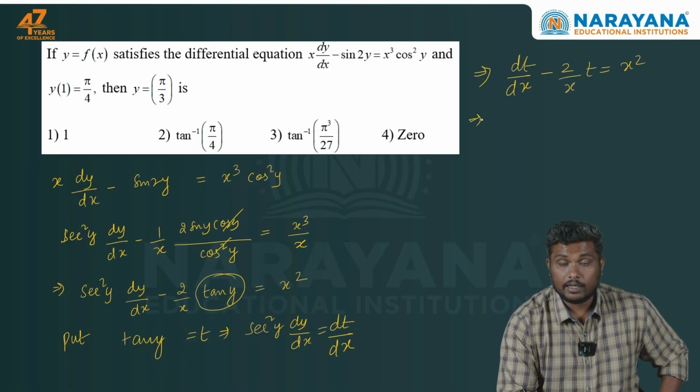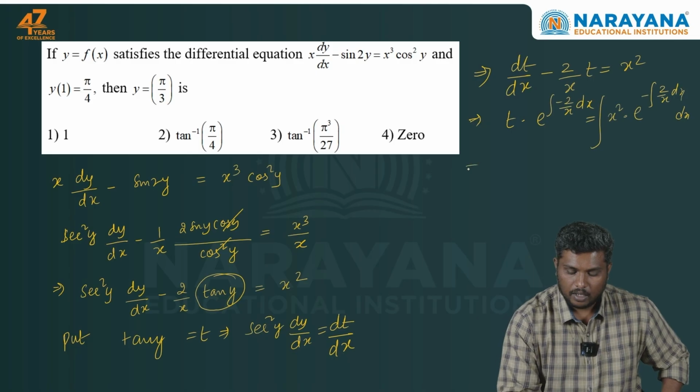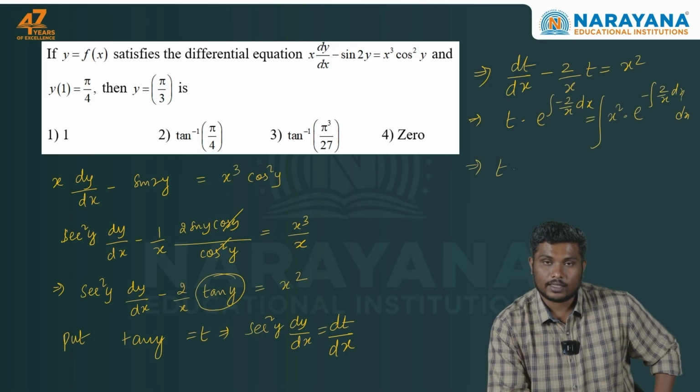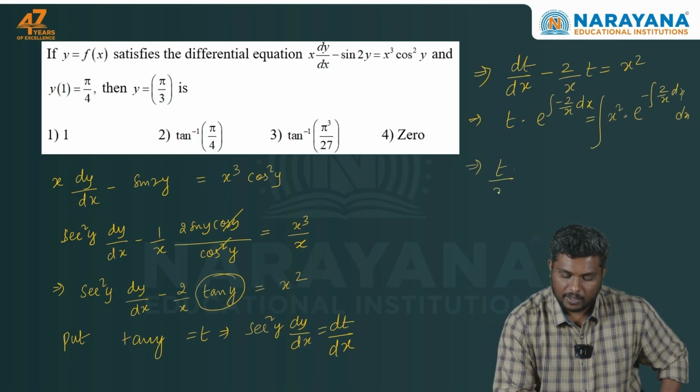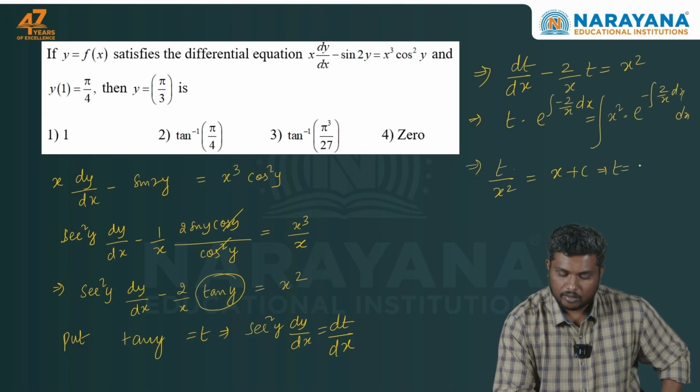Now I can directly write the solution of the linear differential equation, which is t into e power integral of minus 2 by x dx, equal to integral of x square into e to the power integral of minus 2 by x dx, whole dx. So this is going to be e power minus 2 ln x, and that is going to be 1 by x square. So t by x square is equal to integral of x square by x square, and x square gets cancelled out. I have integration of 1, which is x plus c. This implies t is equal to x cube plus c x square.